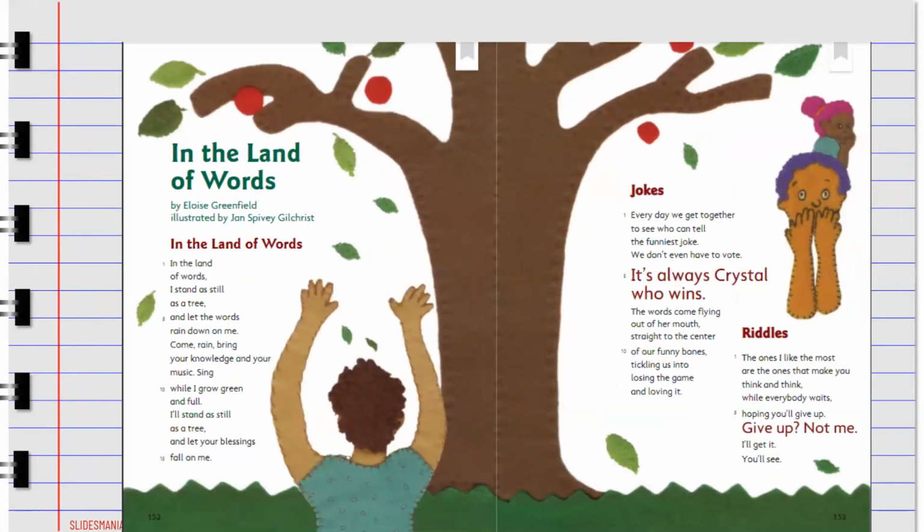And our next one, In the Land of Words. That's the first one we're going to read. In the land of words, I stand as tall as a tree, and I let the words rain down on me. Come, rain, bring your knowledge and your music. Sing. While I grow green and full, I'll stand as tall as a tree and let your blessings fall on me.